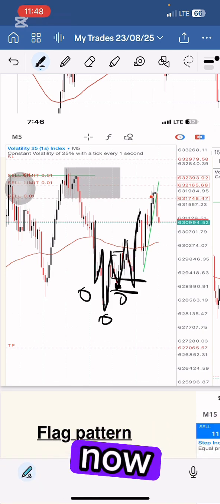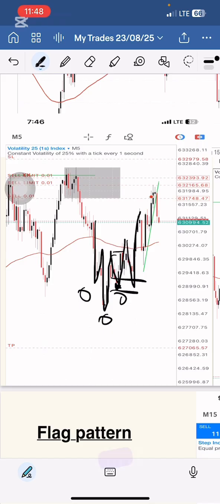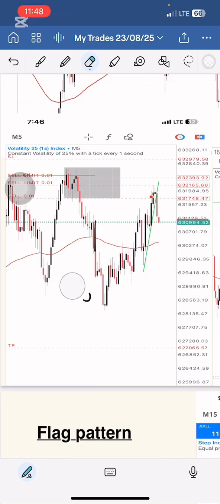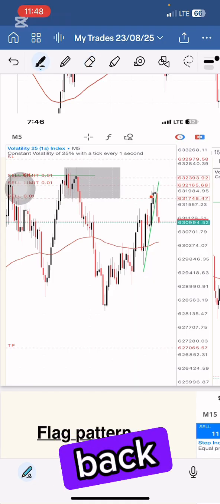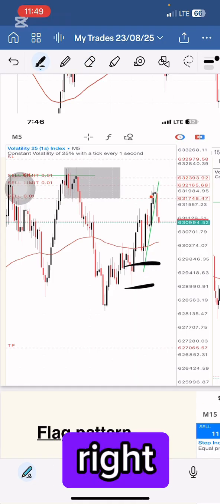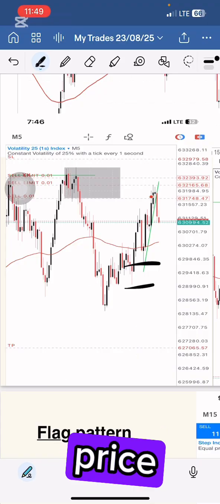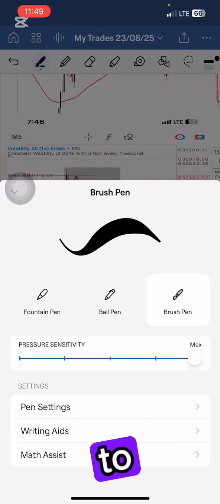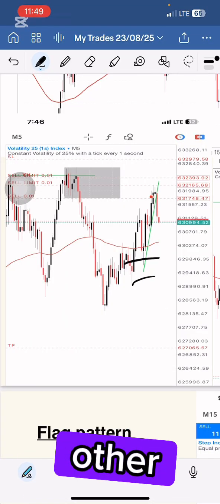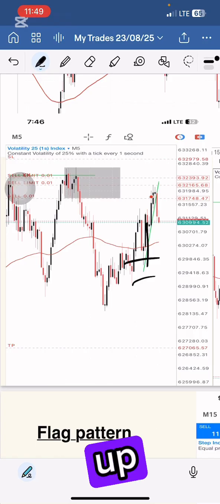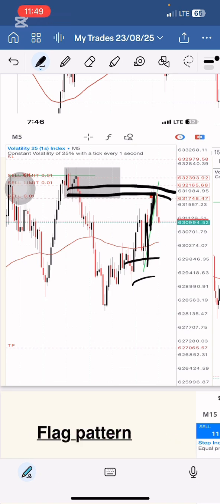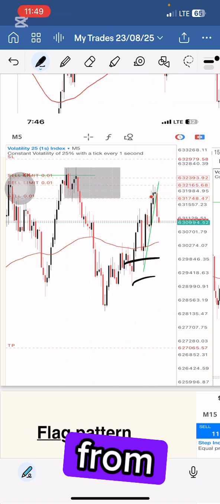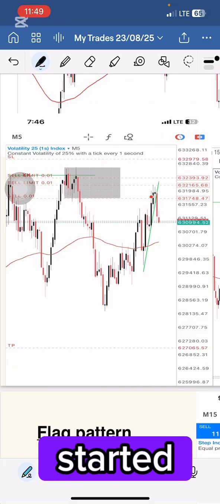What happened next? Afterwards, price had to drop again back to this other block, the next block that we have. As price dropped back to this block, you can see how it pushed up into our point of interest, and from there, that is when it started dropping.